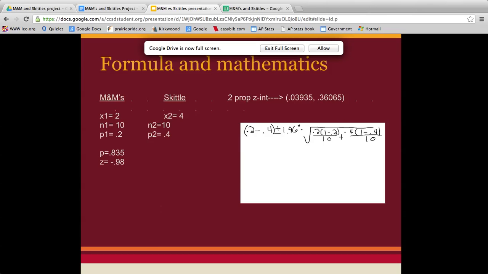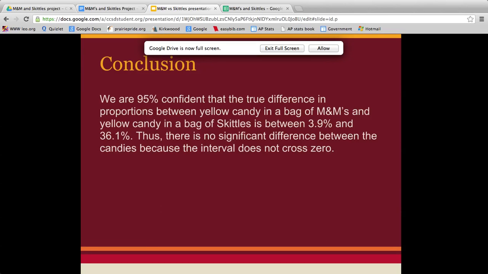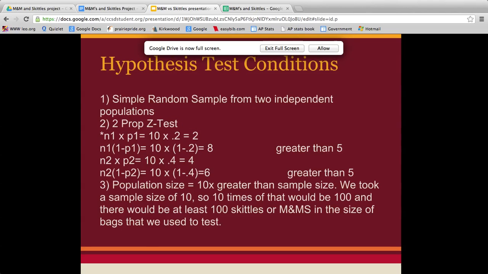And yeah, pretty much says it right there. Conclusion. We are 95% confident that the true difference in proportions between yellow candy in a bag of M&Ms and yellow candy in a bag of Skittles is between 3.9% and 36.1%. Thus, there is no significant difference between the candies because the interval does not cross 0.